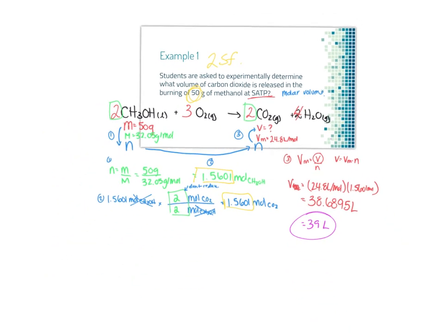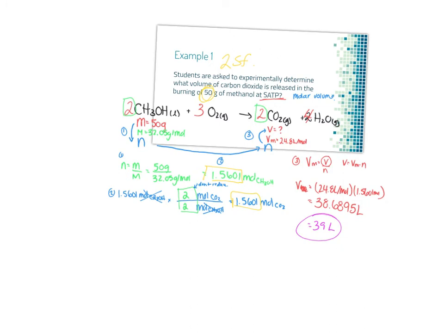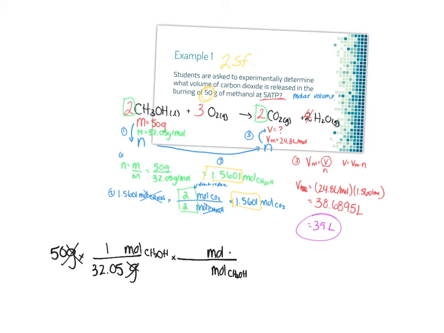So as promised, I'm going to show this in unit analysis as well. For unit analysis, I'm going to start with the given number, and that was 50 grams. I need to cancel grams and find moles. This is my molar mass, so I'm going to put in my 32.05 grams per 1 mole, and grams cancel. This was moles of CH3OH because this is the molar mass of methanol. I need to cancel moles of CH3OH and find moles of CO2.